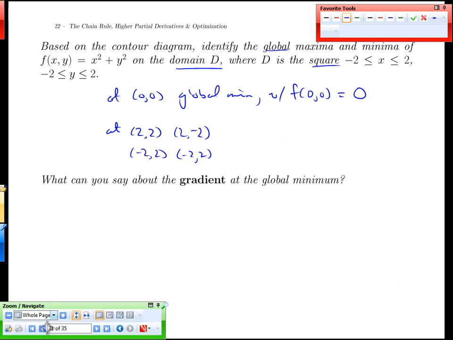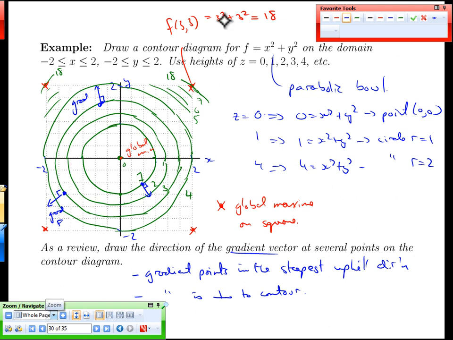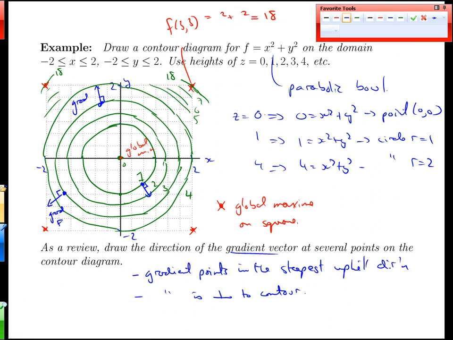Let me just go back and correct that before I forget. This would be 2 and 2. And this is the kind of thing I would catch in a lecture a little more quickly. My apologies. 2 squared plus 2 squared is 4 plus 4, which is 8. So we'll just erase those. There we go. My apologies for that earlier error. So those corners would be at height 8.